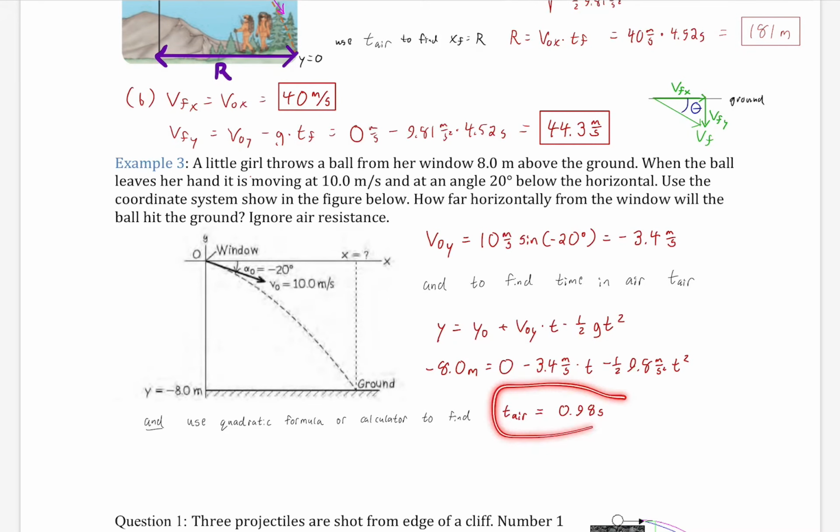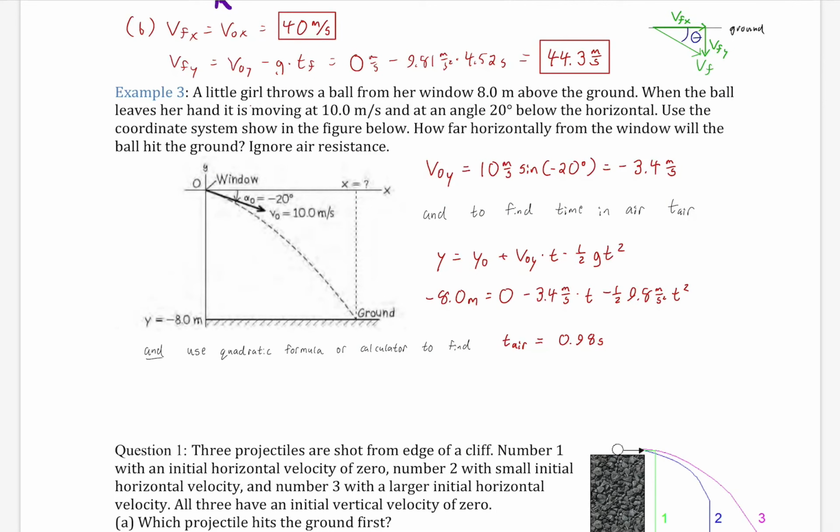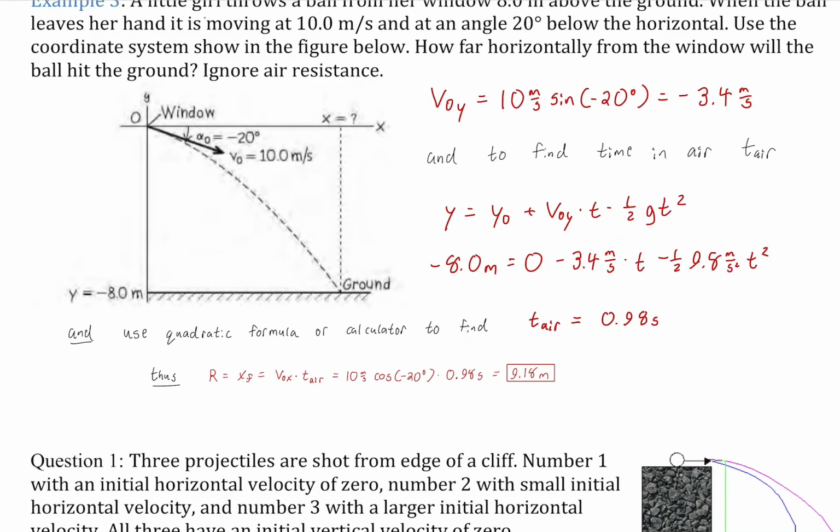But when we do, we find out that the solution is 0.98 seconds, or at least the positive solution. Okay, so then we can plug that time back into our constant velocity horizontal motion. Just plugging in the values. Notice here this is going to be v naught x, which is 10 meters per second times cosine of negative 20 again. By the way, cosine of a negative number is a positive number, unlike sine of a negative angle. So that's why we're able to have a positive value here. And then we end up with a positive displacement of 9.18 meters.